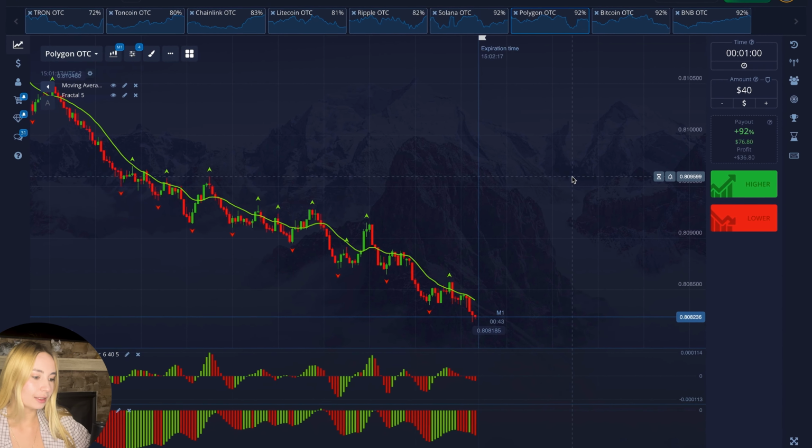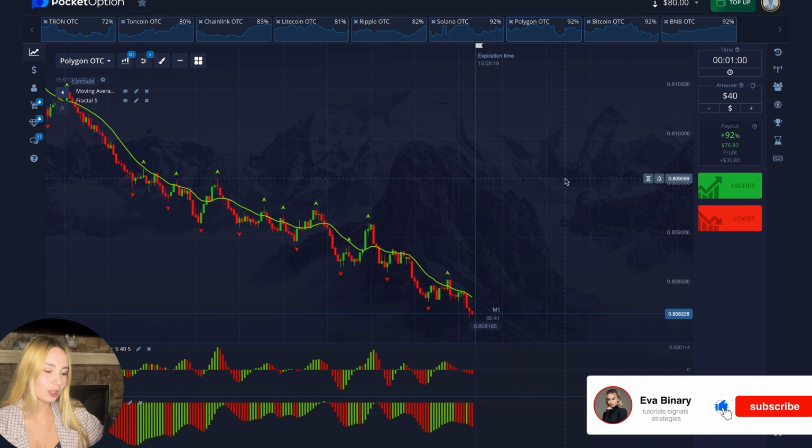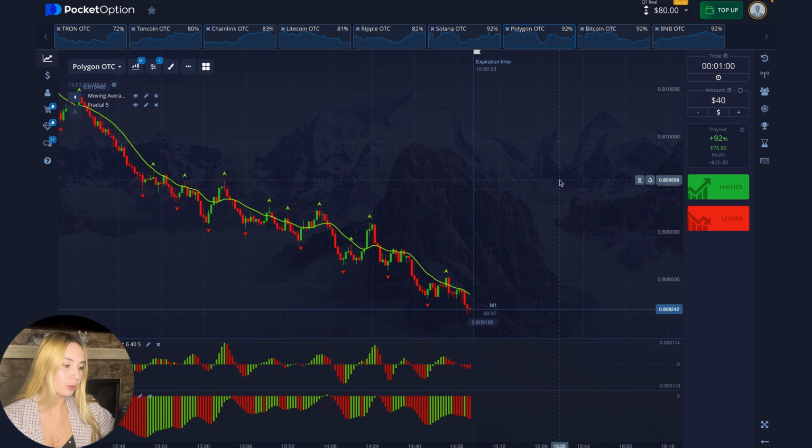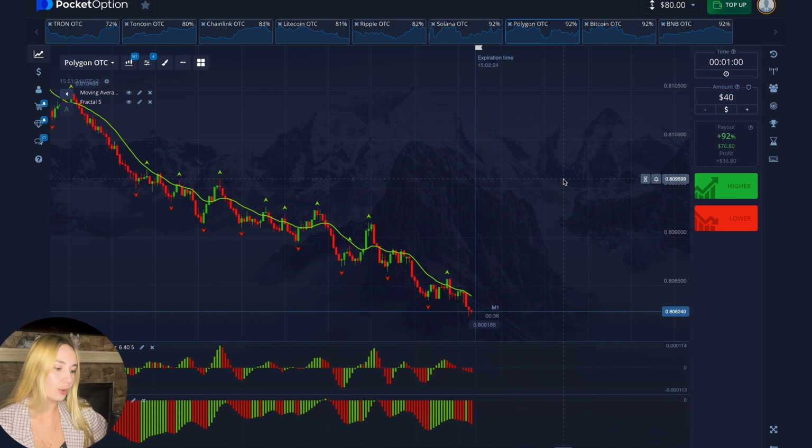Alright, let's get started with today's trading session. I'll be working with cryptocurrencies and selecting assets with the most optimal price movement and payout percentages. You can see them right here on your screen.